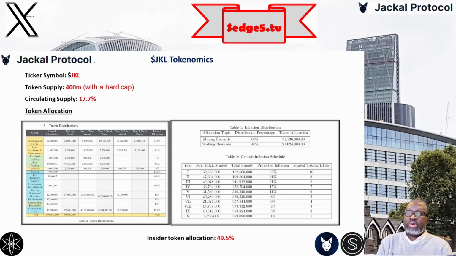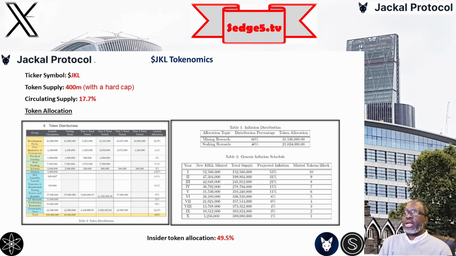JKL started with an extremely high inflation in year one based on an initial supply of 100 million. Inflation numbers and distribution is as follows. So mining rewards were allocated 60% and staking rewards 40% of that initial first year inflation. And then the projected inflation from year one up to year 10 starts from 53%, which is what we just covered. And then you got 31%, 21%, 15% in year four, 11% in year five, year six is 8%, year seven is 6%, year eight is 4%, year nine, 3%, and year 10, 1%.